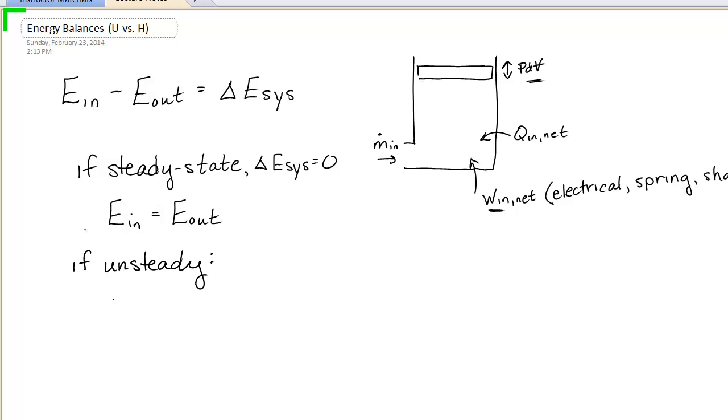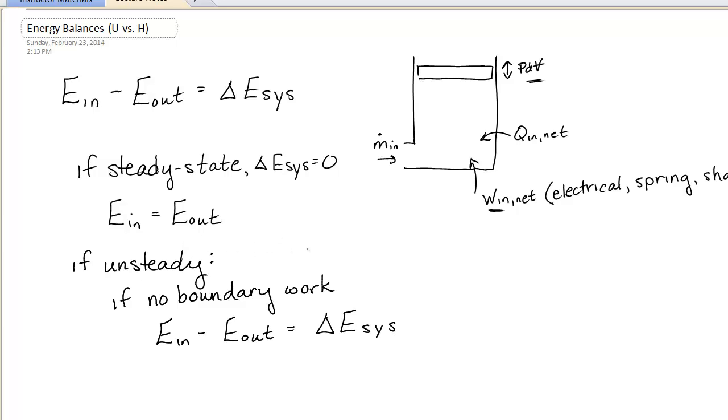So the first case will be if there's no boundary work. So we're going to assume that this top piece is fixed, that piston's not allowed to move, and there's no boundary work. In that case, the things that are included, we have energy in minus energy out equals the change in energy for our system. In this case, the components of energy in include the total mass that flows into the system. Now here's where it gets tricky. Here we use the enthalpy, the enthalpy at that inlet case.